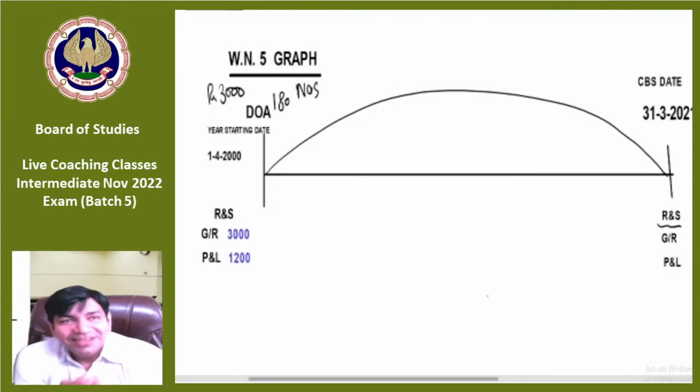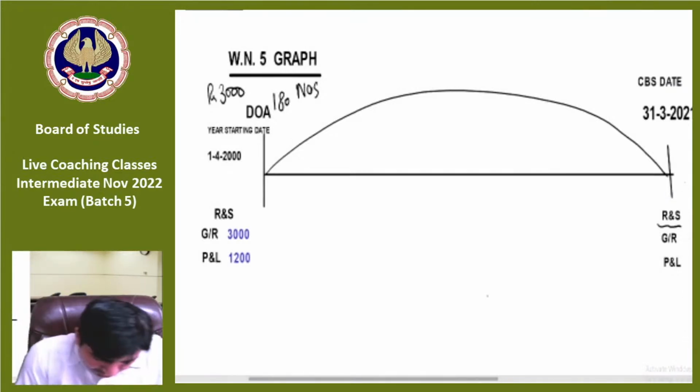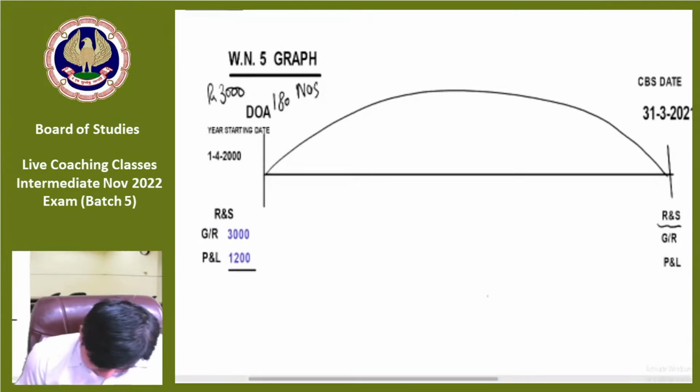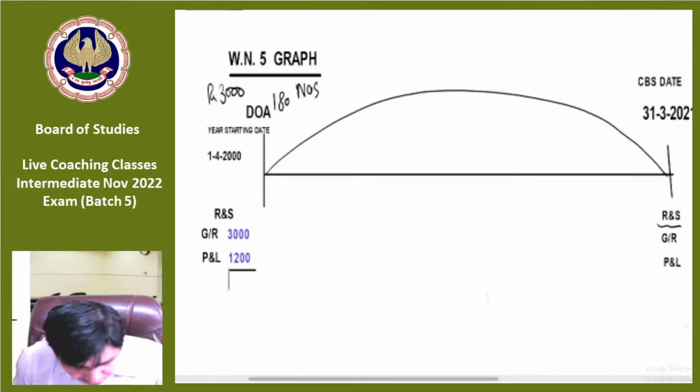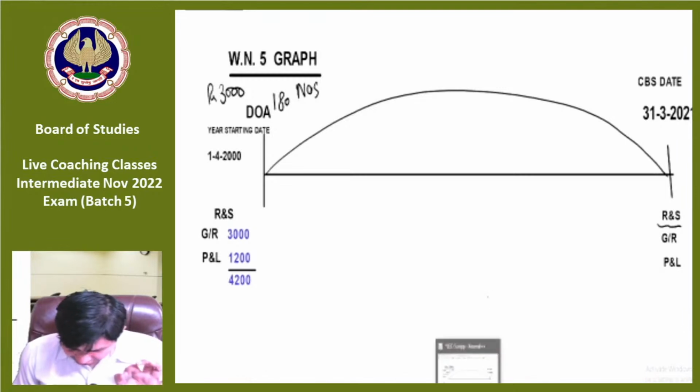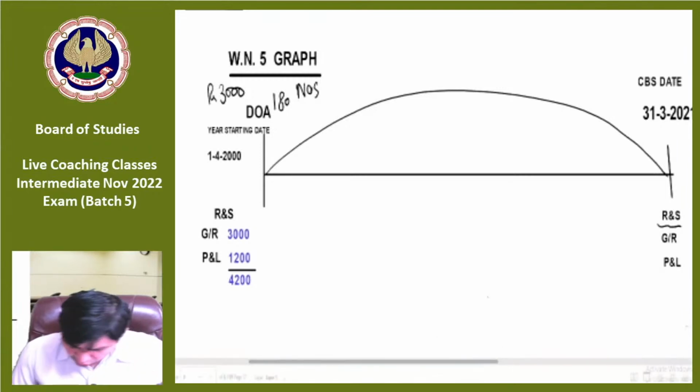Okay, beta. Anyway, 3000. So what is the total amount, beta? That is of course 4200. Of course 4200. Now moving to the next part of the question, we have mentioned all the things here.